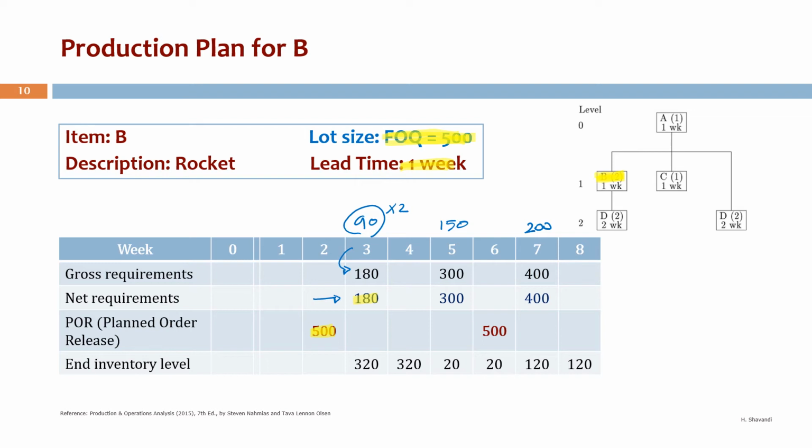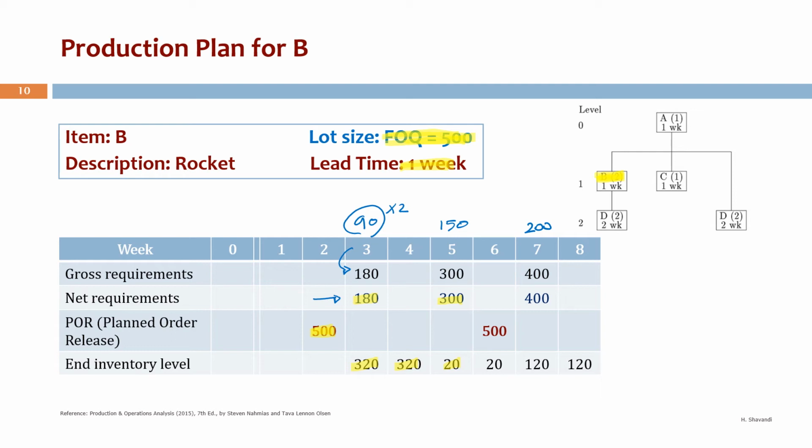Since the rule here is fixed order quantity, and the fixed order quantity is 500, the planned order release will be 500 at week 2 here. So at week 3 we will have 500 in inventory. We need 180. So at the end of week 3 we will have 320 in our inventory, and this will remain up to week 5. At week 5 we need 300. We have 320. So 20 items will remain in our inventory at the end of week 5.